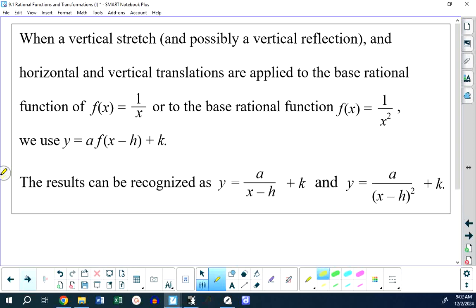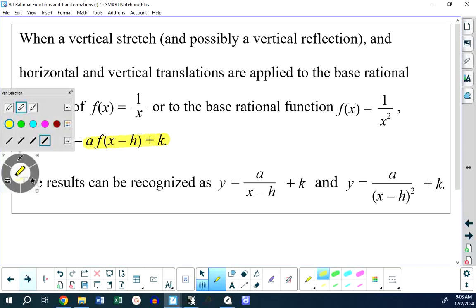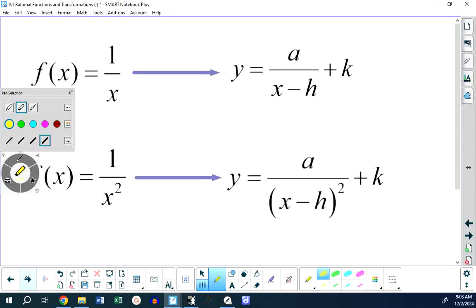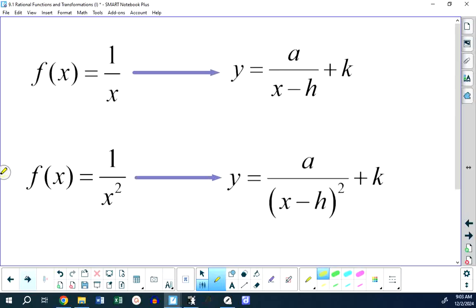I think I've said to you a number of times, I really ought not to have to tell you this. You should be able to take any function in the universe and apply this template to it. And in this case, it's actually even easier because there's no b. All right, so let's take a look at some examples. First of all, that's all I'm saying. 1 over x becomes a over x minus h plus k. 1 over x squared becomes a over x minus h squared plus k.